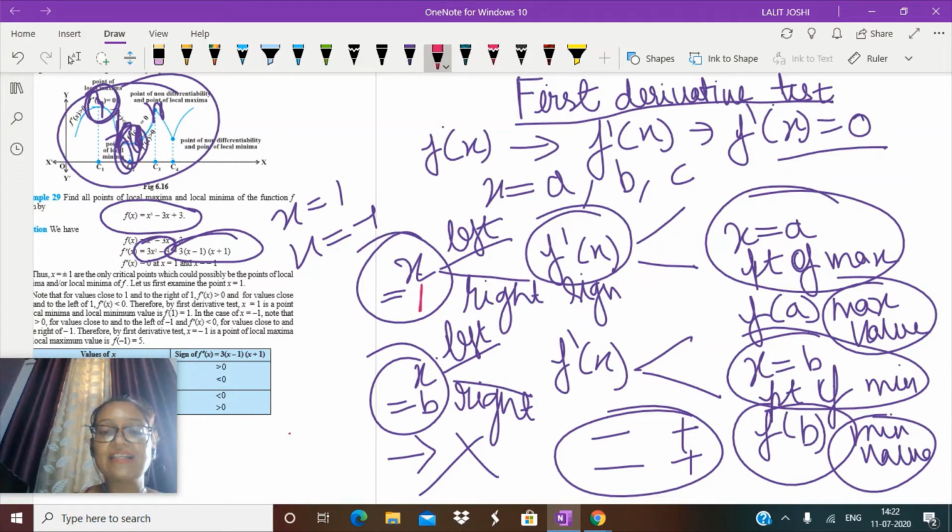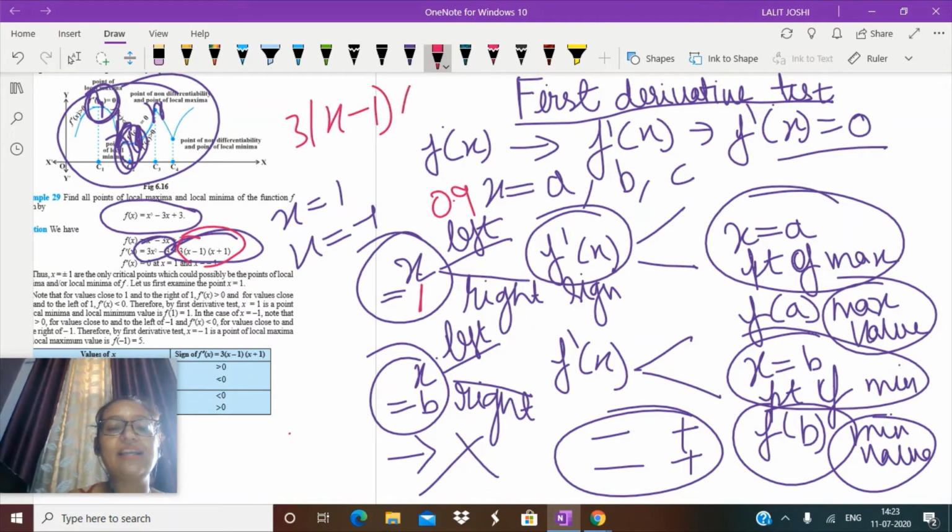If I take x left of 1, what does it mean? Left means slightly less than 1. Let's take it as 0.9. I'll put it in the derivative over here in the factors, 3, x minus 1 and x plus 1. If I put 0.9, this factor will be negative. So it means the sign is negative on the left.